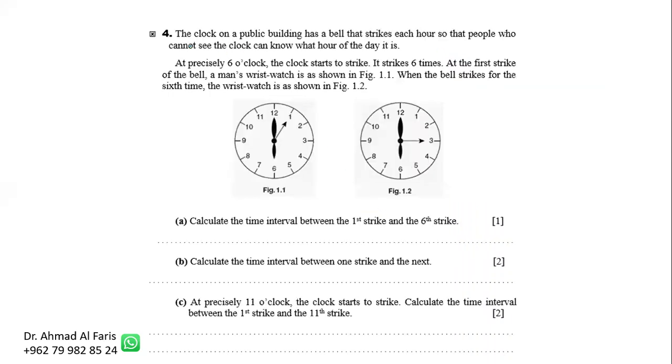Okay, another question. The clock on a public building has a bell that strikes each hour, so that people who cannot see the clock can know what hour of the day it is, like Big Ben. Will we get a question to define zero error? No, they didn't ask you to define it, but to know it, calculate or measure the zero error. The zero error means the instrument has a problem that it didn't start from zero, like this here. Now this person has a wristwatch. Look here, at precisely 6 o'clock, the clock strikes and strikes how many times? 6 times.